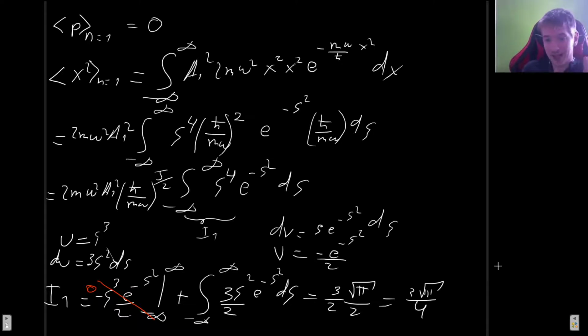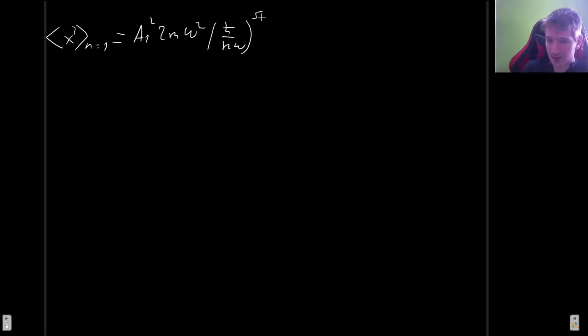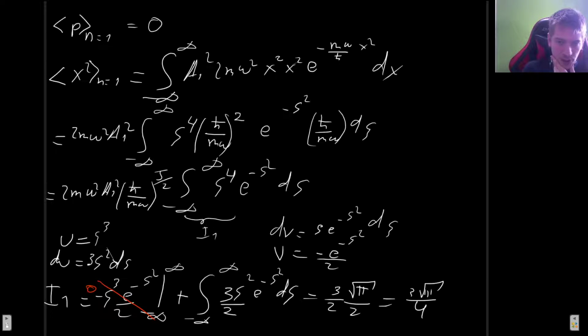Amazing. So let us now put this into our expression for x squared for this n equals 1, the first excited state. What we had was this a1 squared, 2m omega squared. Then we had, I think, h bar divided by m omega to the 5 divided by 2 power. And now this will be multiplied by 3 square root of pi divided by 4. Let me go back and check.